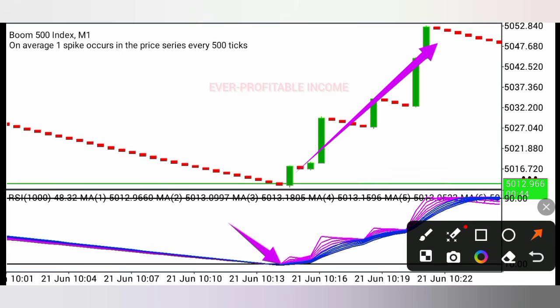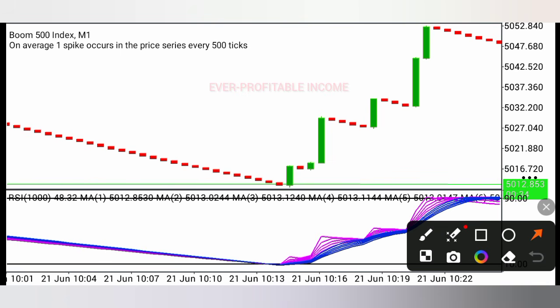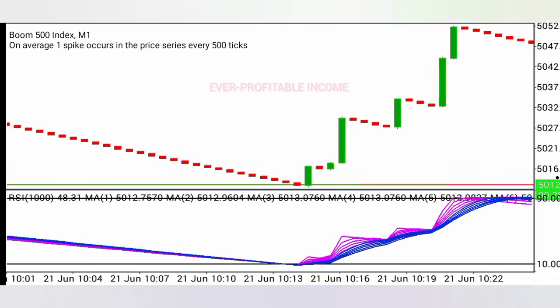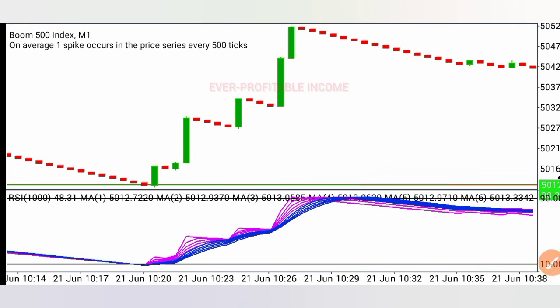Please don't try to catch spike on a bearish trend, because if you try to catch spike when the overall price is bearish, even if it hits level 10 here, it's going to continue going, like the spike is not going to come. It's going to continue going, following level 10 all the way. So it's going to take time before spike comes.